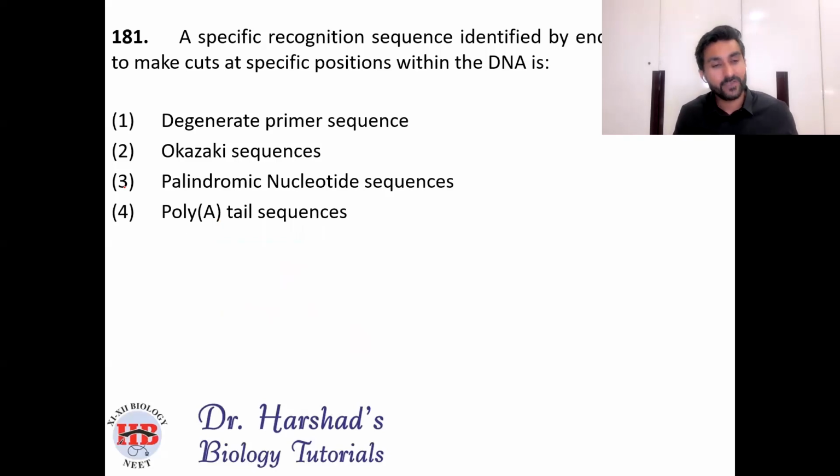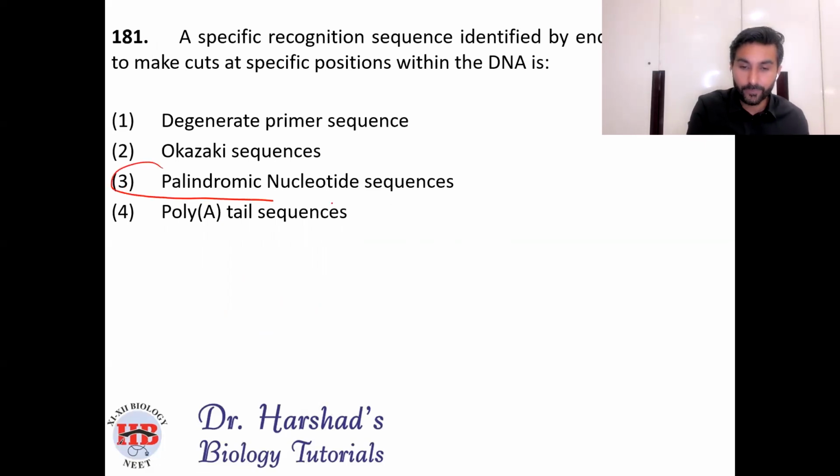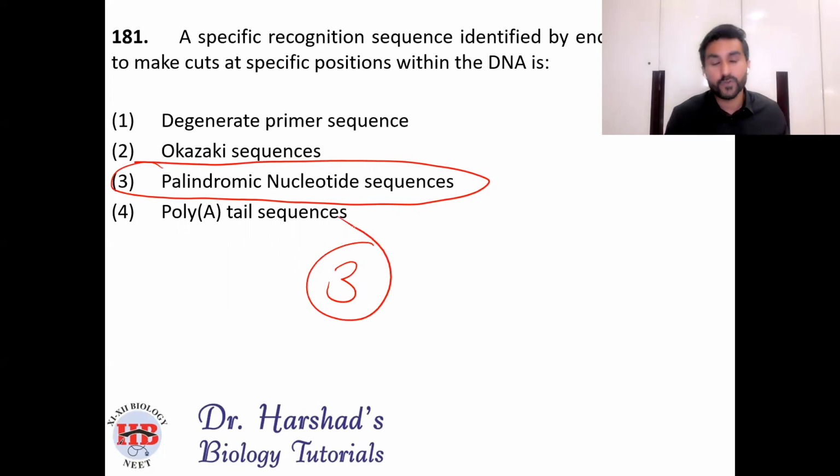A specific recognition sequence identified by endonuclease. If you remember, endonucleases act on specific recognition sequences which have a tendency to be inverted repeated sequences, which are also called palindromes. You have the example of GAATTC for EcoRI enzyme, a palindromic sequence. You know, the word Malayalam has been explained in that part of your textbook. Option number 3 would be our answer.